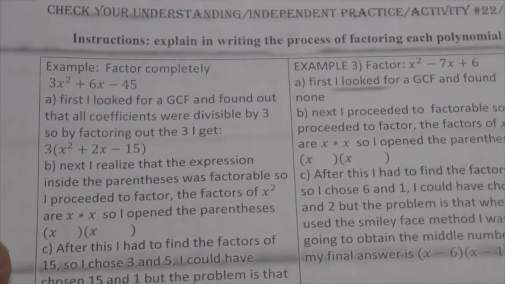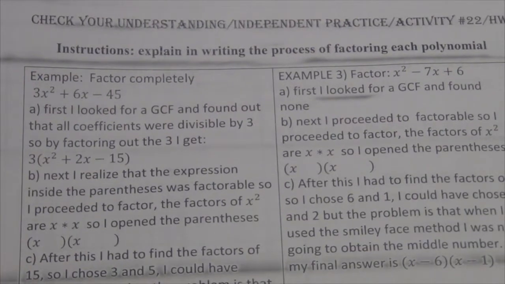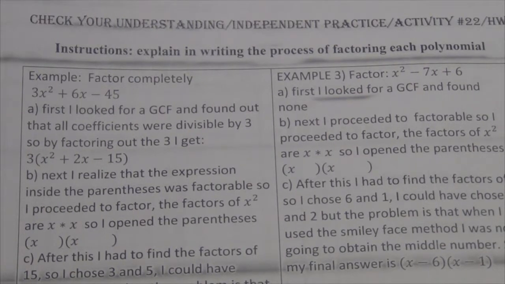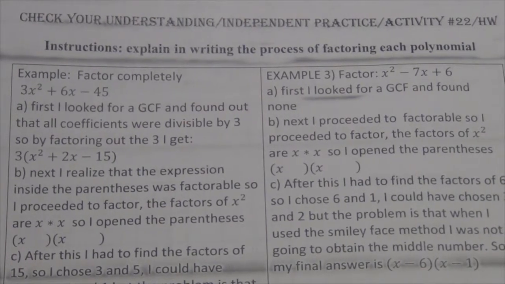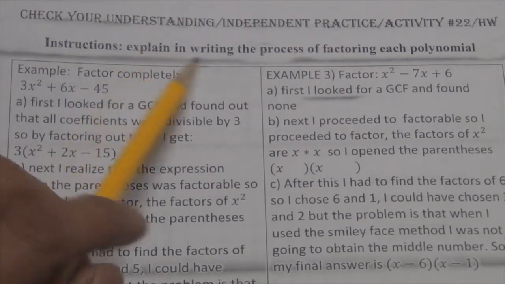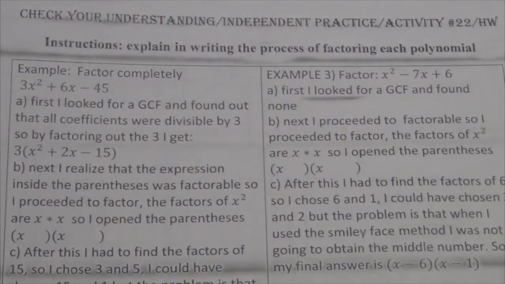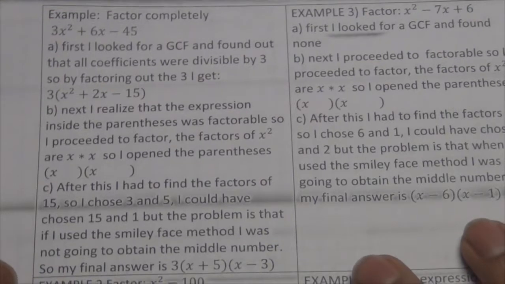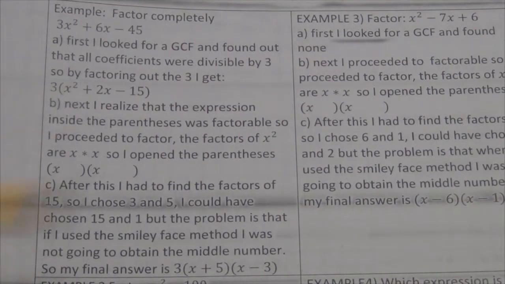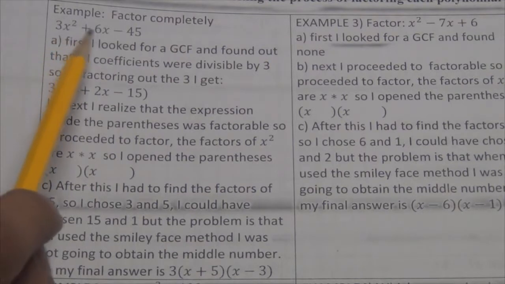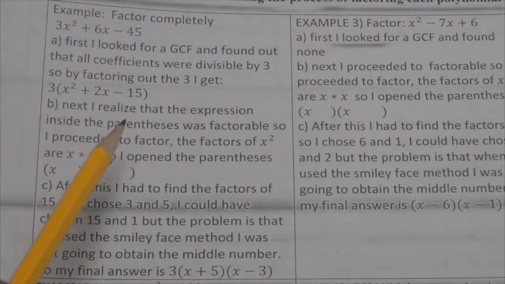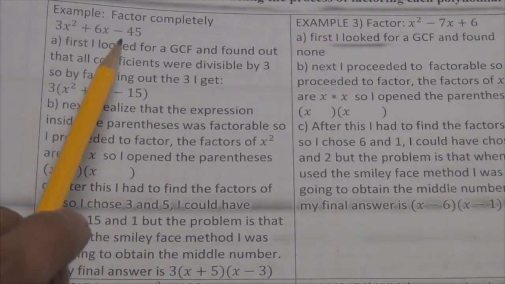And this is basically the way I want you to solve this problem, because I need you to explain to me, like if you were explaining to a 2-year-old, 3-year-old, 4-year-old, 5-year-old, 6-year-old, 12-year-old, 16-year-old, 40-year-old. So explaining, writing the process of factoring each polynomial. You're supposed to read it, but I'm going to help you out. So I'm supposed to factor 3x squared plus 6x minus 45. So what is it that I do first when I factor?